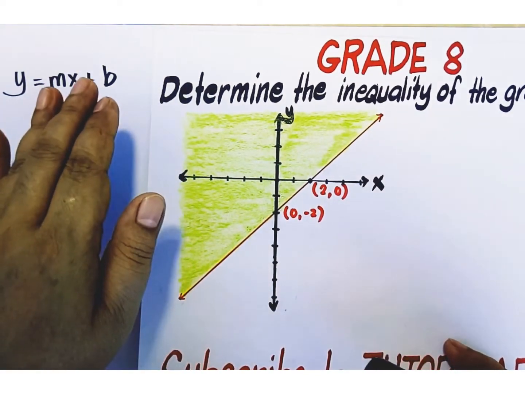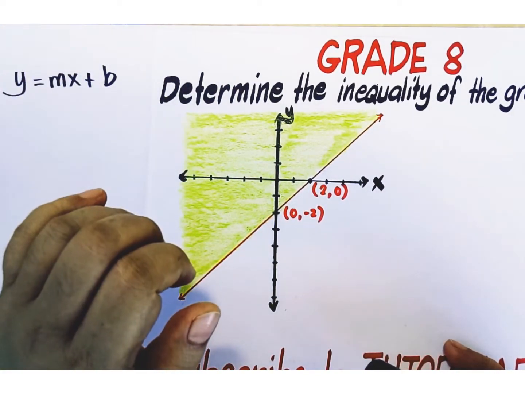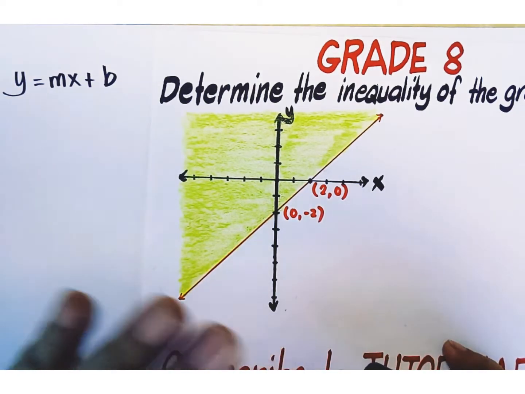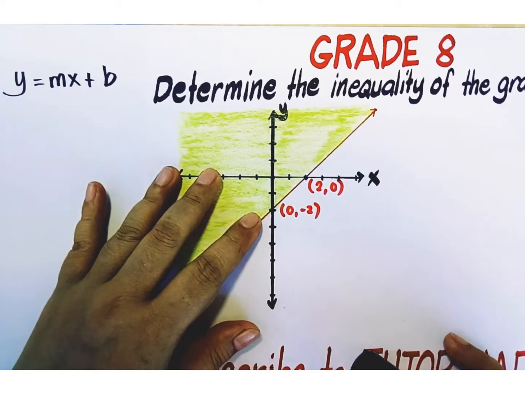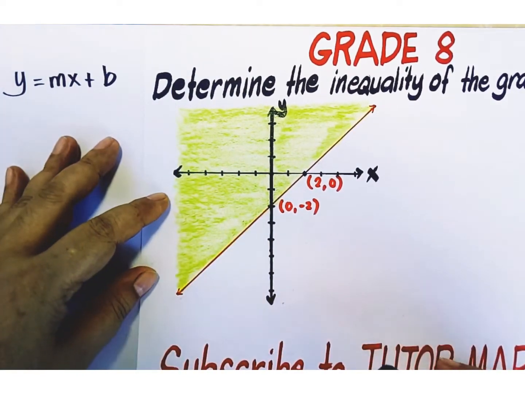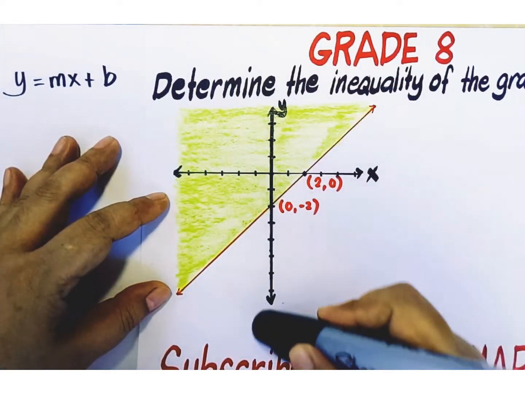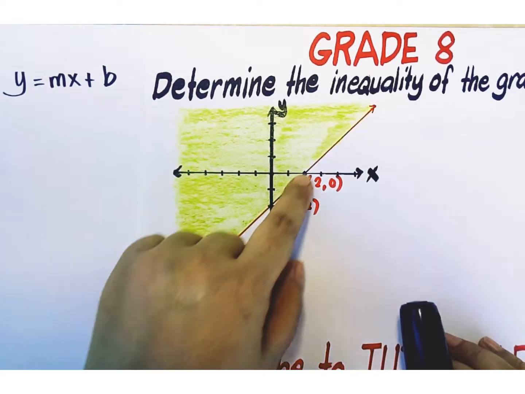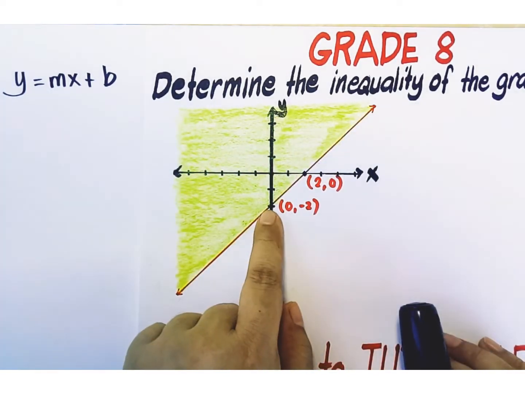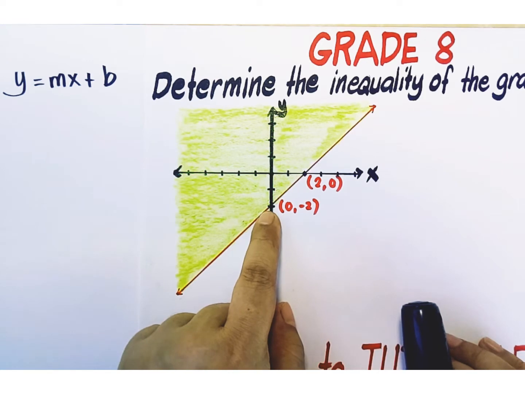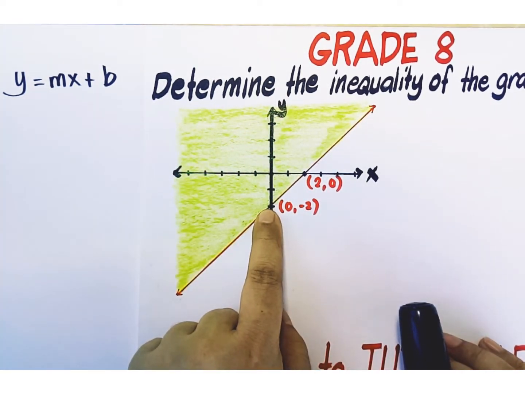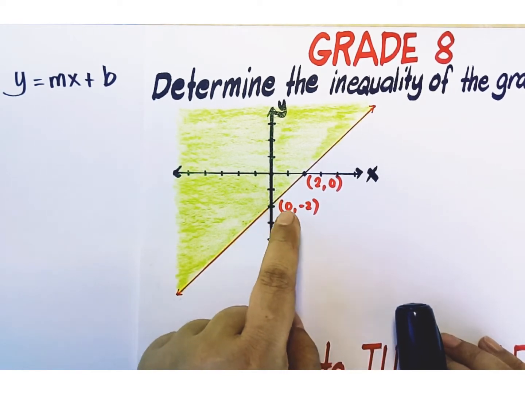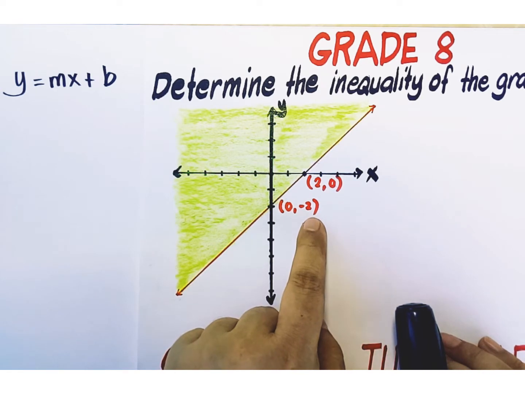B is the y-intercept of the line. Y-intercept is the point where the line crosses the y-axis. Let's look at the graph of the boundary line. This is the y-axis, this is the boundary line, and this is the point where the boundary line crosses the y-axis. This is the y-intercept. The coordinates of the y-intercept are 0 and -2.